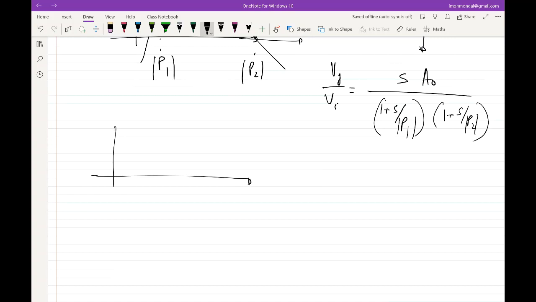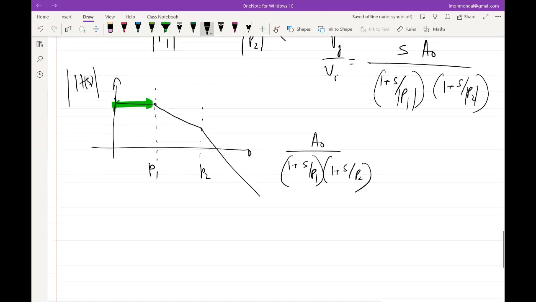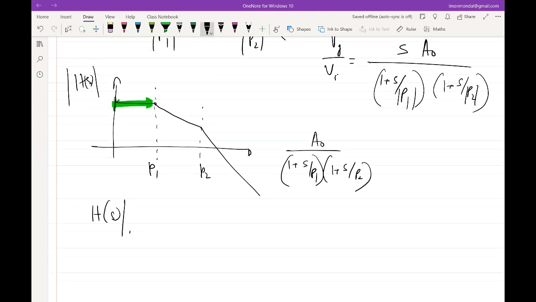So let's say I have a plot like this. Again, let's say this is mod of H of S. I have a pole here, let's say at P1. I have a pole here, let's say at P2. So I express this in the form of A0 by 1 plus S by P1, 1 plus S by P2. And if I say that I am interested in finding out the equation of this guy, what will H of S be when omega is much less than P1? It will be A0.